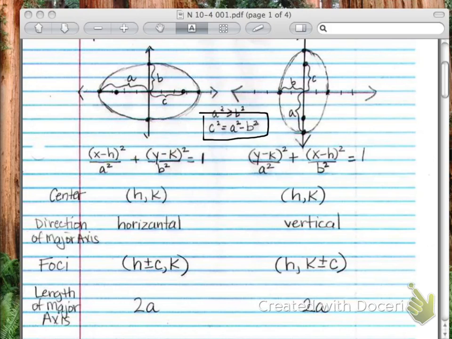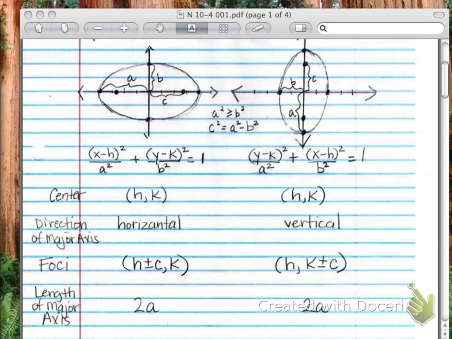Center is still at H, K. That hasn't changed. What do you notice about your equations? What's going to happen to your H and K? They're going to switch. When you pull H and K out of the equation, they're going to be what? Opposite, right? So if you have like x minus 3 here, when you pull it out, it's going to be a positive 3.